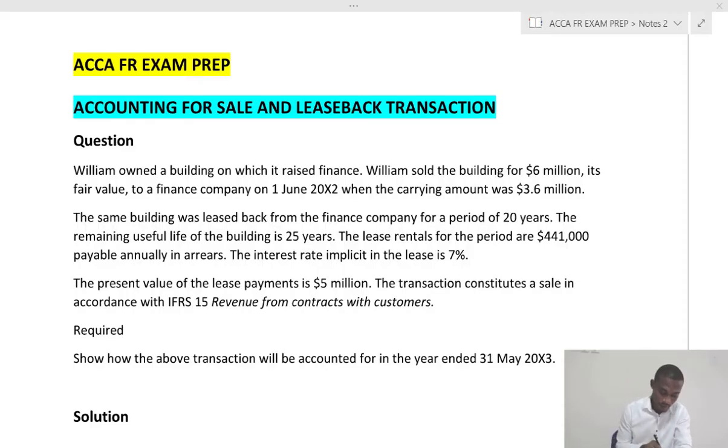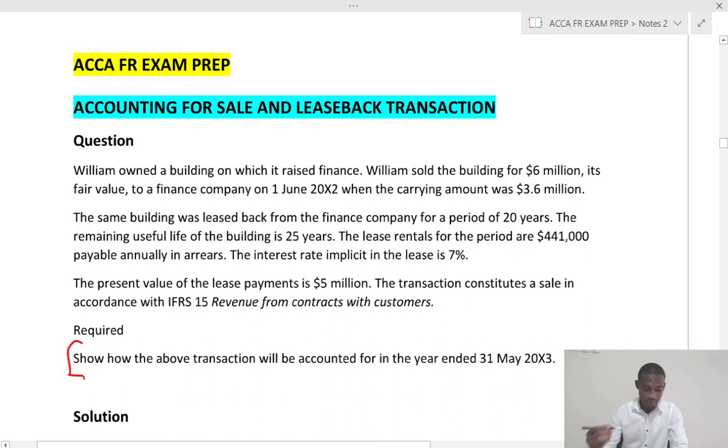My name is Adam. In this video, I'll be taking you through how to account for sale and leaseback transactions. Now, let's look at the example, starting with the requirement. Show how the above transaction will be accounted for in the year ended 31st May 20x3.